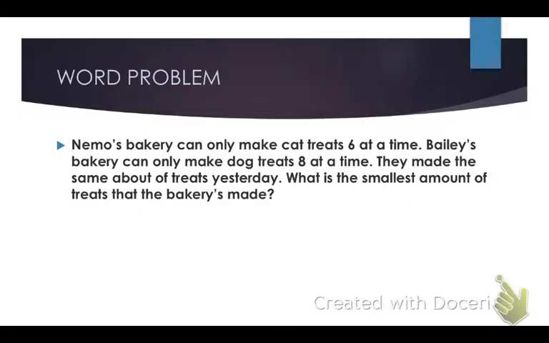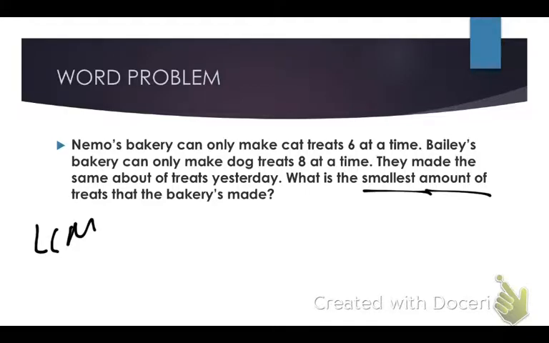Nemo's Bakery can only make cat treats 6 at a time. Bailey's Bakery can only make cat treats 8 at a time. They made the same amount of treats yesterday. What is the smallest amount of treats? See this thing is the smallest amount? Smallest amount is an indication that you are doing a least common multiple problem.